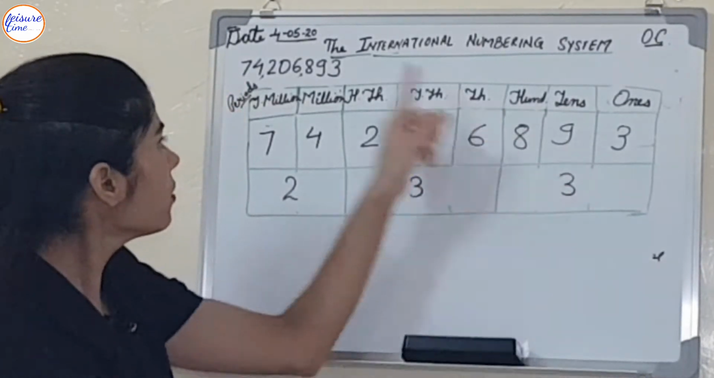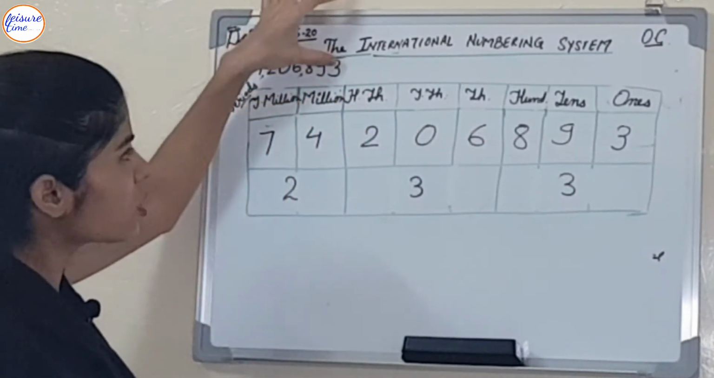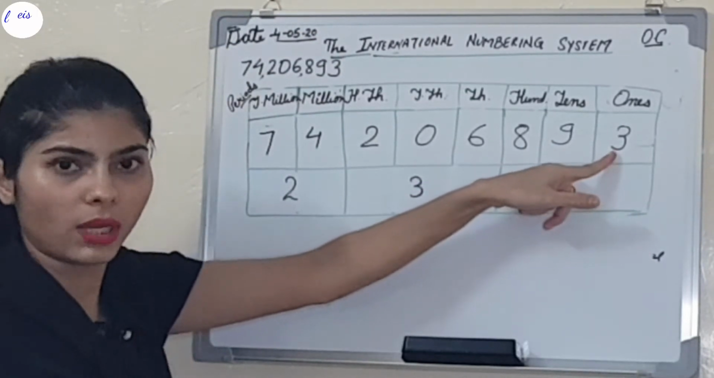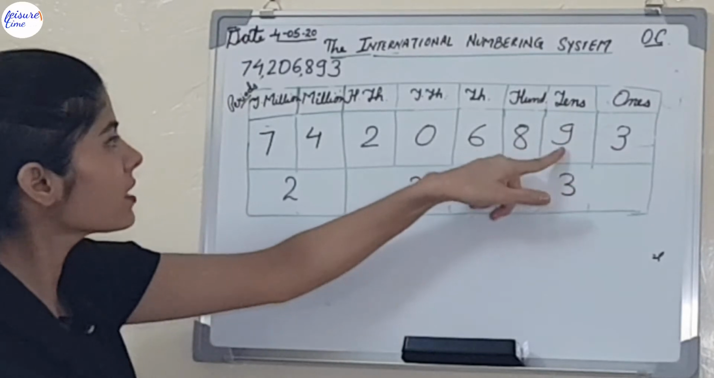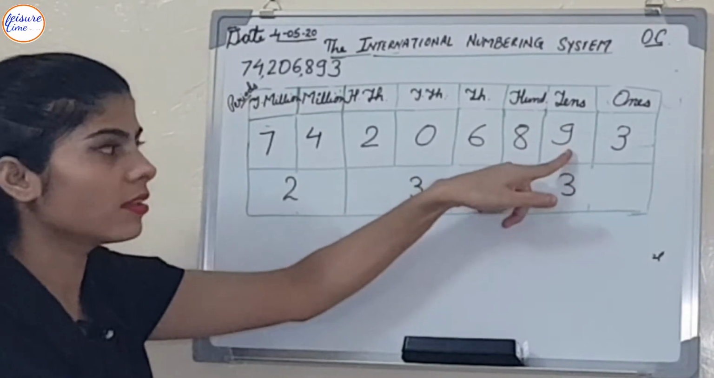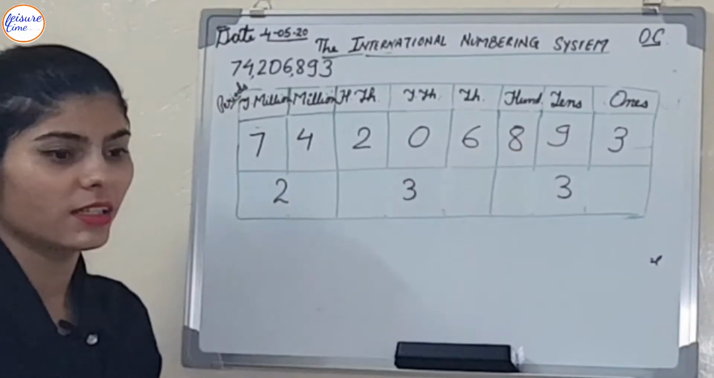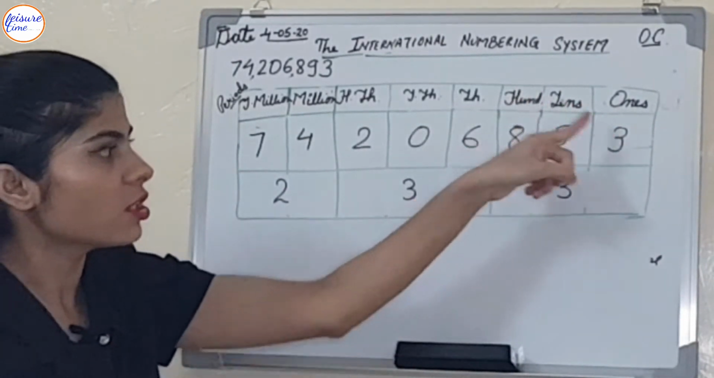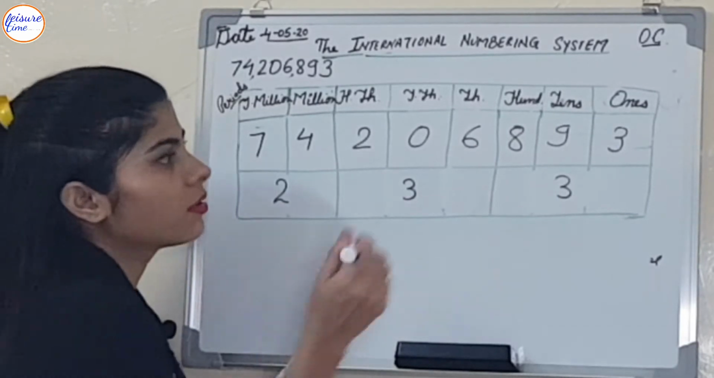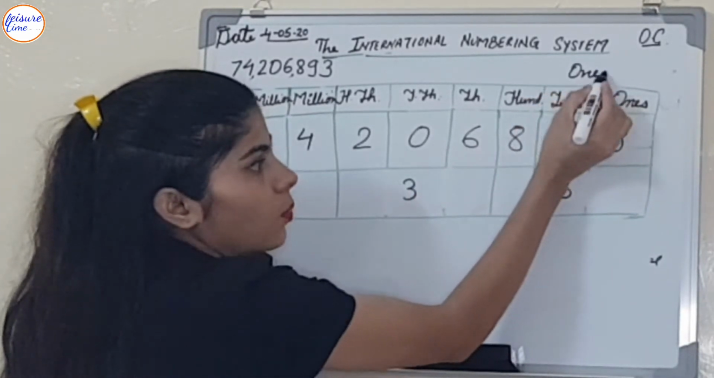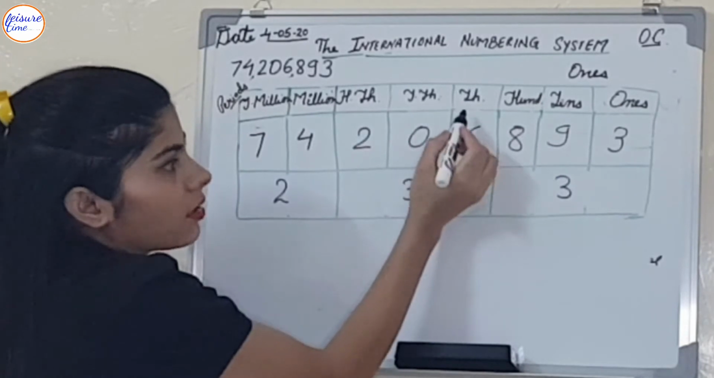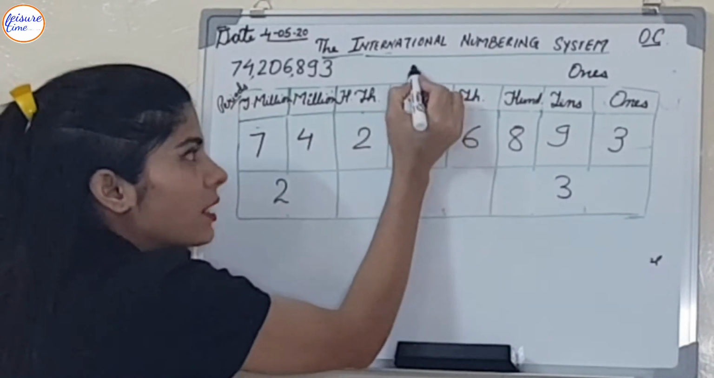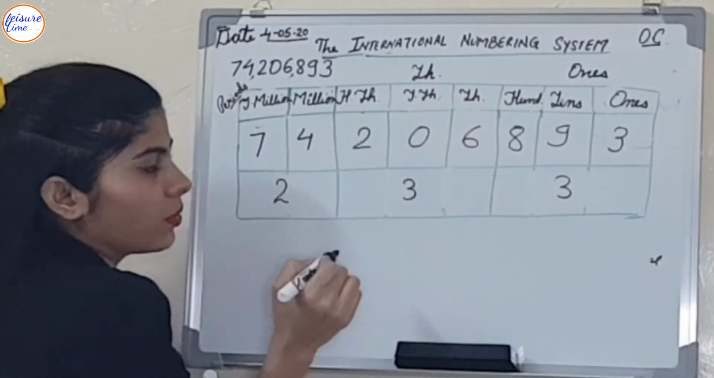Now what is the number in the ones position? 3. We should write it in the ones position. Next, what is the number? 9. So we should write the number 9 in the tens position. So ones, tens, 100 is the ones group. Now next, 1000, 10,000, 100,000. These all are in the 1000 group.